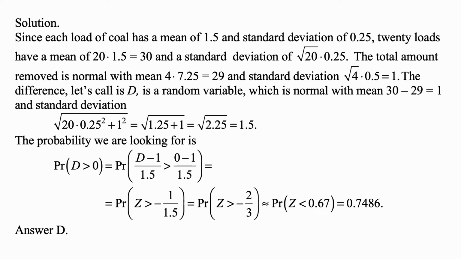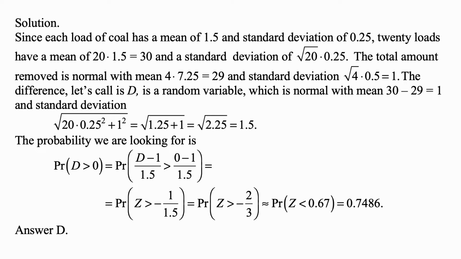And here's the solution. Since each load of coal has a mean of 1.5 and standard deviation of 0.25, 20 loads have a mean of 20 times 1.5, which is 30, and a standard deviation of square root of 20 times 0.25. The total amount removed is normal with mean 4 times 7.25, which is 29, and standard deviation square root of 4 times 0.5, which is 1.